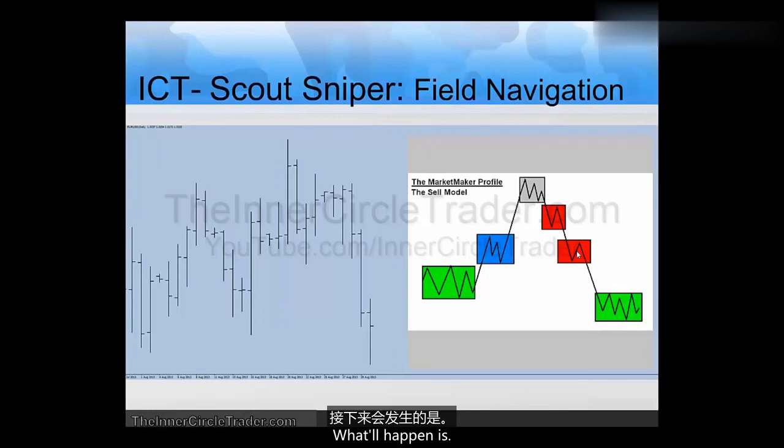Nope, not here. What'll happen is they'll one more time run it, gun it lower, and take out the stops that are placed on the folks that were right, that bought this rally here and just held on for too long. So it's an accumulation, some distribution in here, or reaccumulation for new longs.